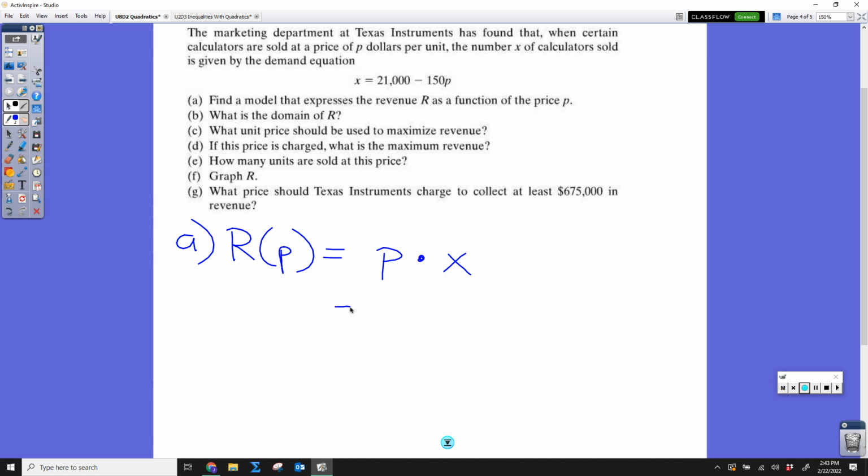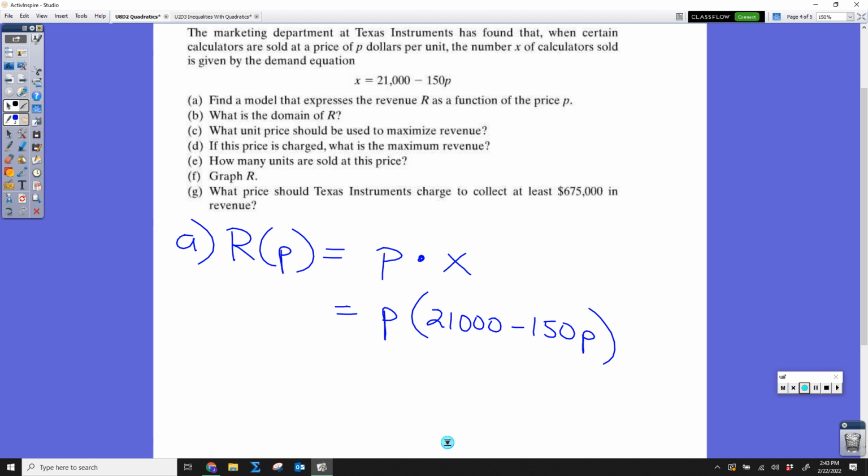So we need to take that X, and it's equal to 21,000 minus 150p. Now, you have a function here. What kind of function? Quadratic. If you distribute your p, you'll see that quickly. And that's what we're going to use to answer all these questions following.